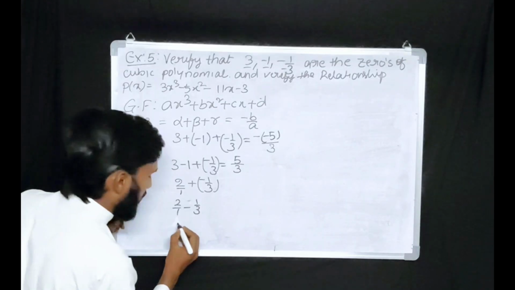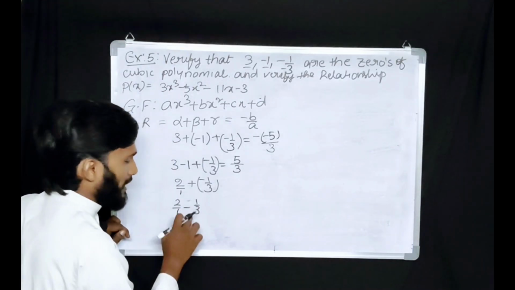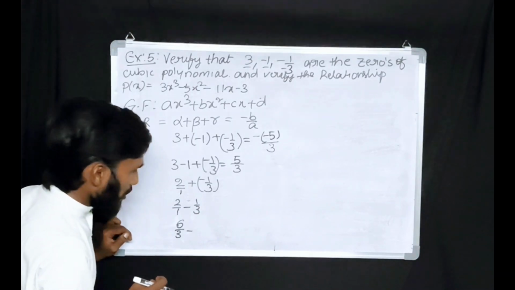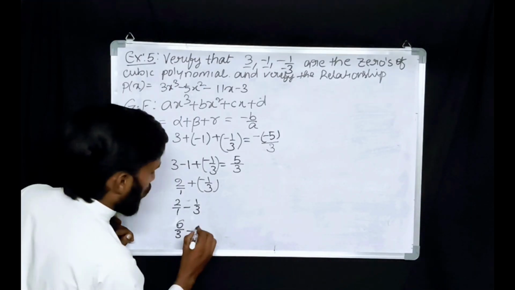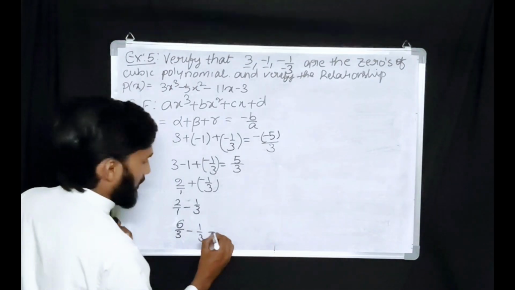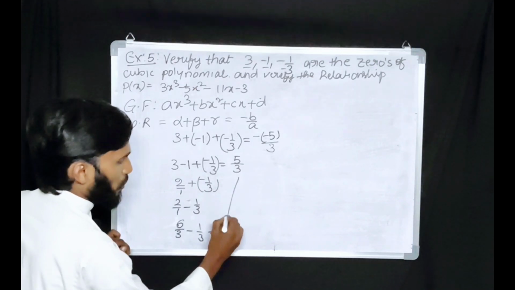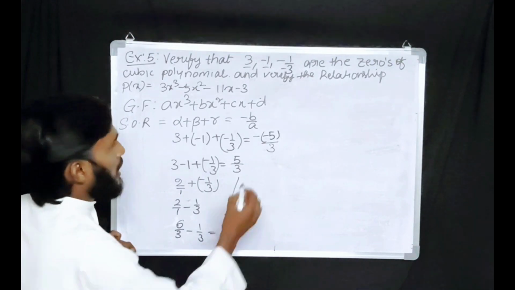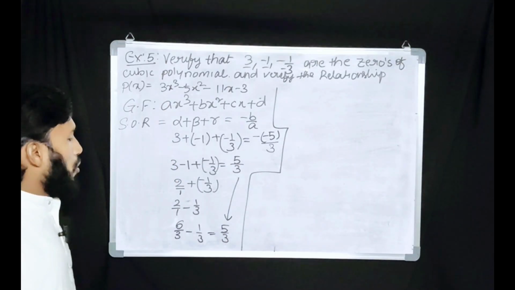3 twos are 6. So 6 by 3 minus, in the 3 table, 3 how many times? 1 time. So 3 minus 1 time, so 1 by 3 is equal to 5 by 3. So here see, the coefficient and the zeros are the same or not. So this is about the sum of zeros of a cubic polynomial.